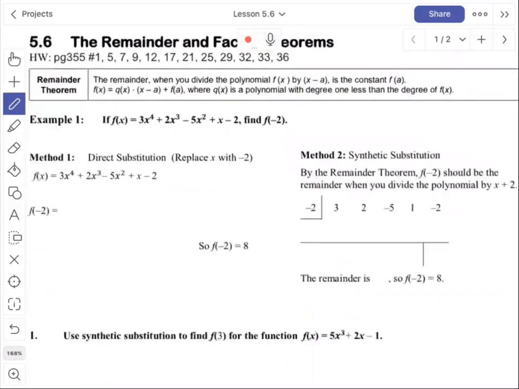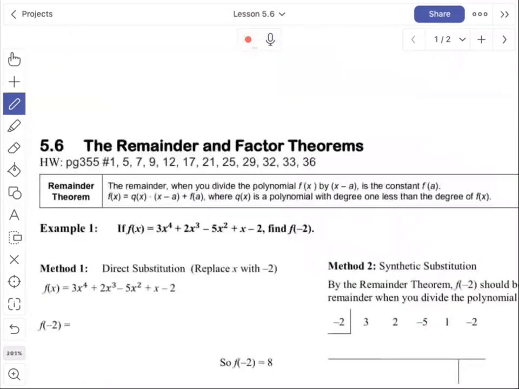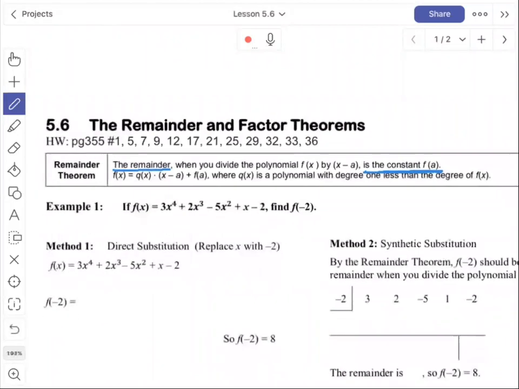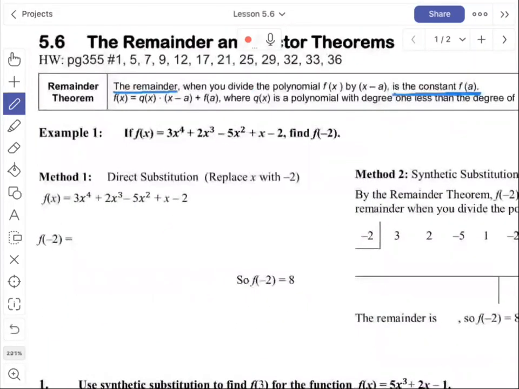So let me break this down for y'all. First off, the remainder theorem is talking about what the remainder represents when you divide a polynomial, all right? And the remainder, when you divide a polynomial, will give you the constant f of a. Now you might be wondering, well, what does that mean? Okay, so let's do this. Let me have you guys look at this example and I'll show you.